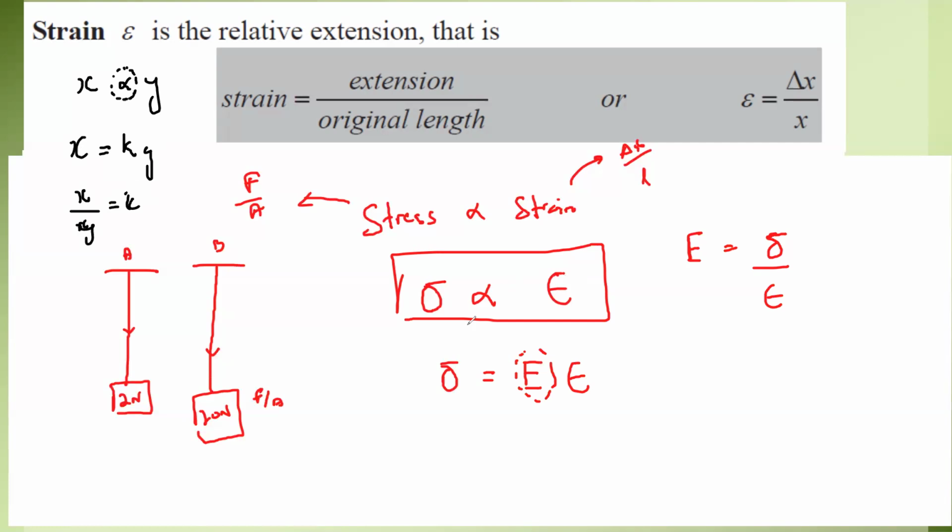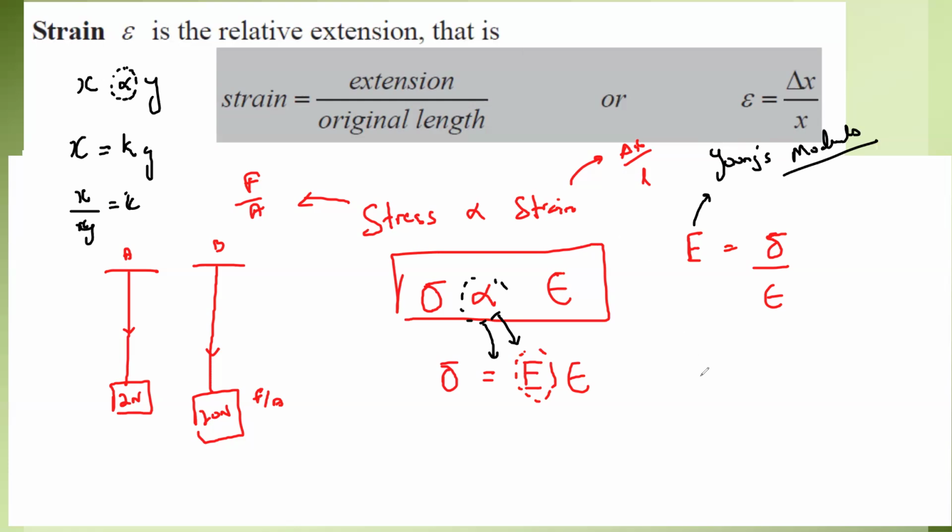If we apply a greater stress, the object will show a greater change in the length compared to the original length, or it will have a greater strain. When we replace this proportionality sign, we replace it with equal to and a constant for the equation. In this case, the constant of the equation is known as the Young's modulus. So Young's modulus is actually the ratio between stress and strain.